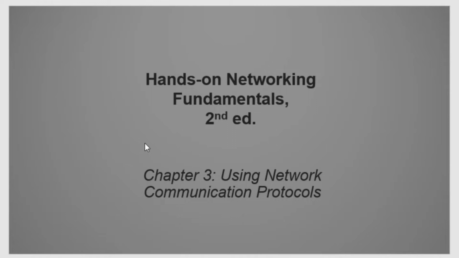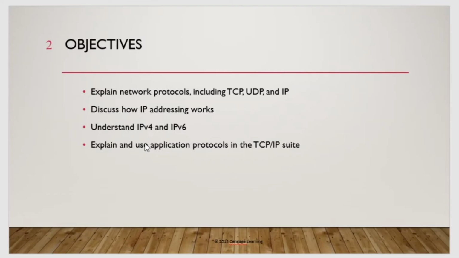So this PowerPoint presentation is mostly based on Hands-on Networking Fundamentals 2nd edition by Michael Palmer. I just have added some few inputs and other references from other sources. Now, like what we usually do, let us begin with the objectives. Objective number 1 is to explain network protocols including the TCP, UDP, and IP, discuss how IP addressing works, objective number 2, and number 3 is to understand the difference between IP version 4 and IP version 6. Yes po, we have 2 types of IP address, IP version 4 and IP version 6.